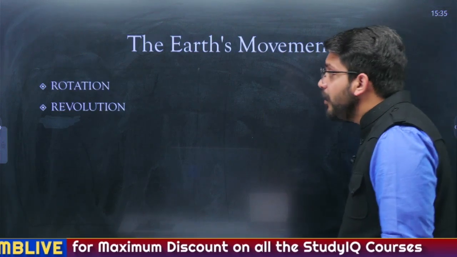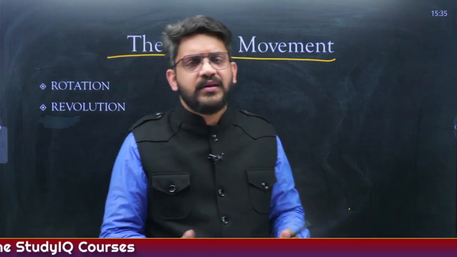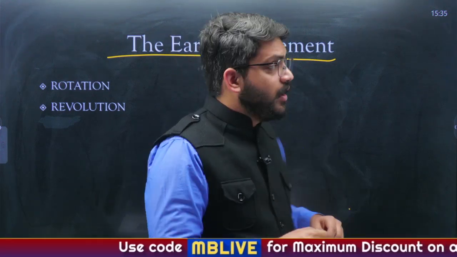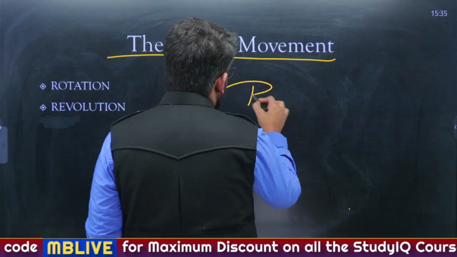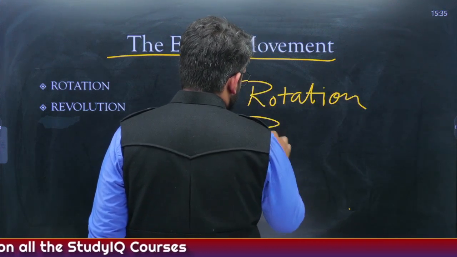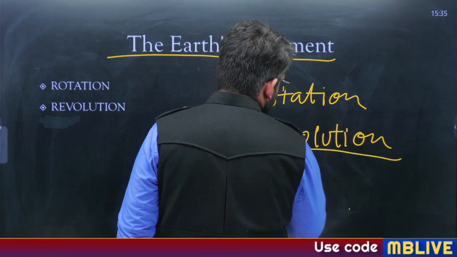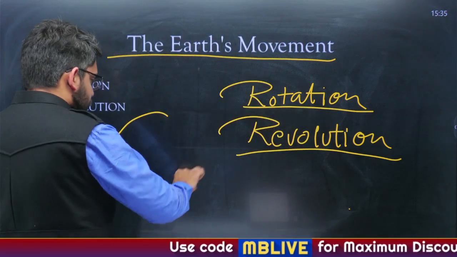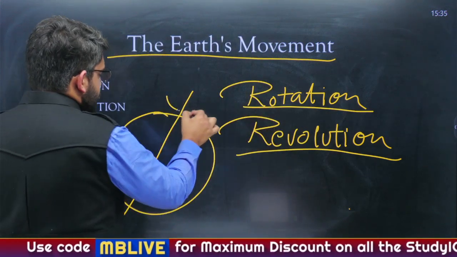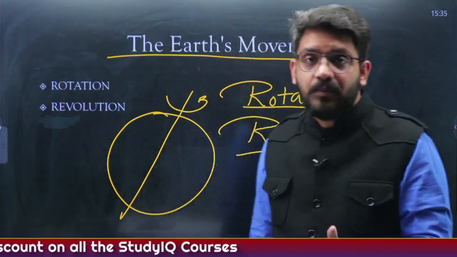Now, the next very important thing, the movement of the Earth. We can say that Earth performs two kinds of motion. One is rotational motion and another one is revolution. What do rotation and revolution mean? Rotation means Earth is rotating on its axis from west to east. This type of motion is known as rotational motion.